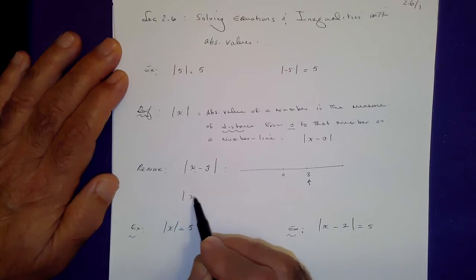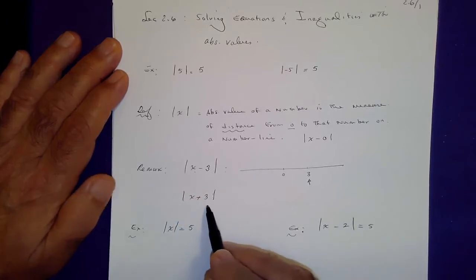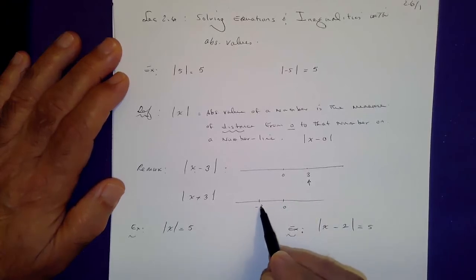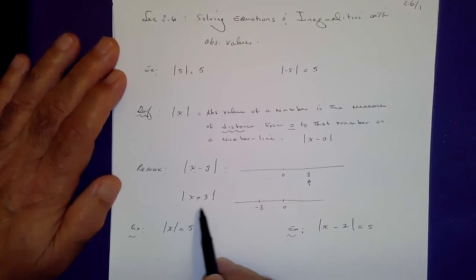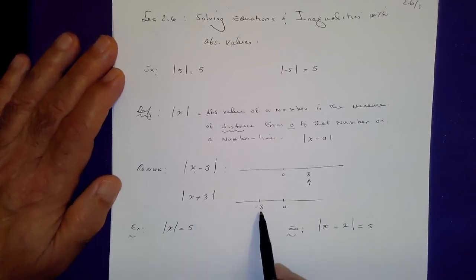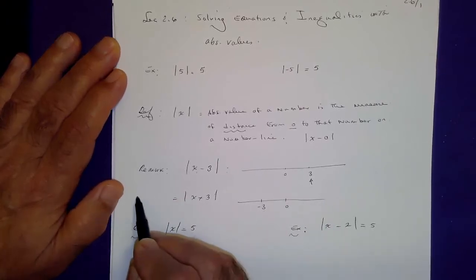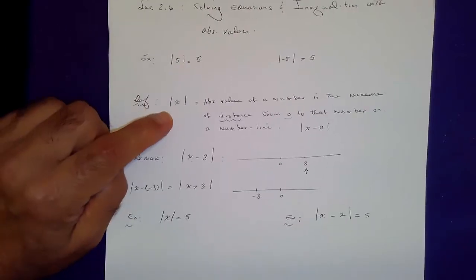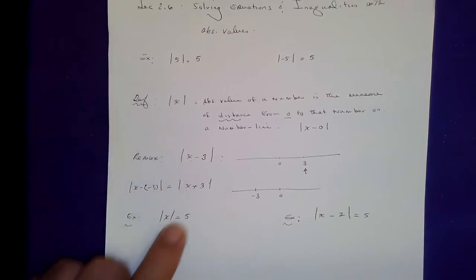On the other hand, if I had absolute value of x plus 3, the starting point here would be negative 3. In other words, this would be a distance from a number and negative 3 on a number line. Why is that? Because I can rewrite this as x minus negative 3. Because remember, the measure of distance is what? Absolute value of the difference between two numbers, not the sum.